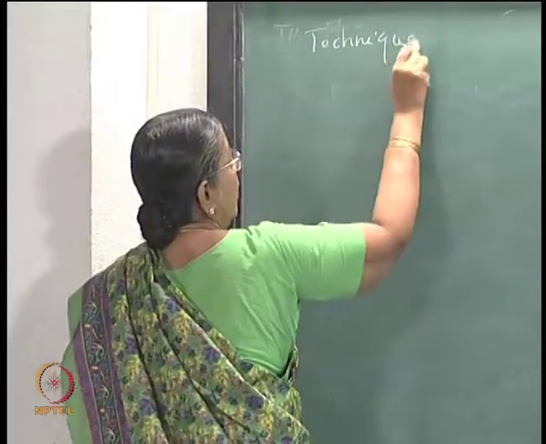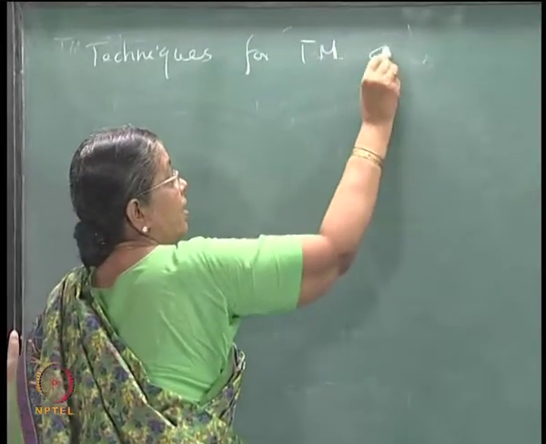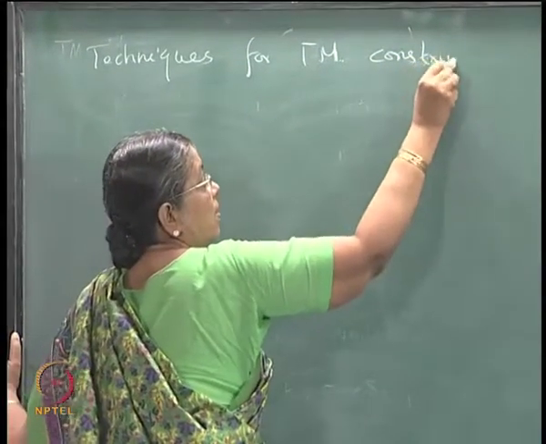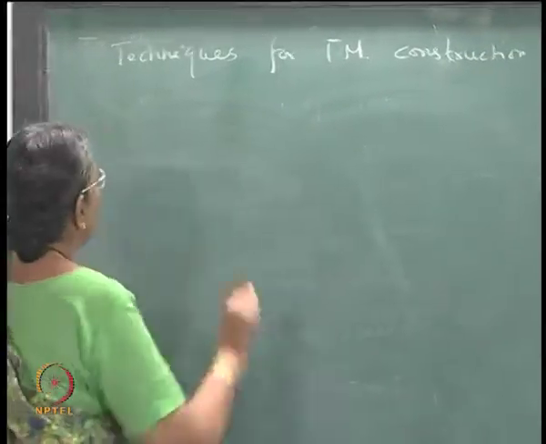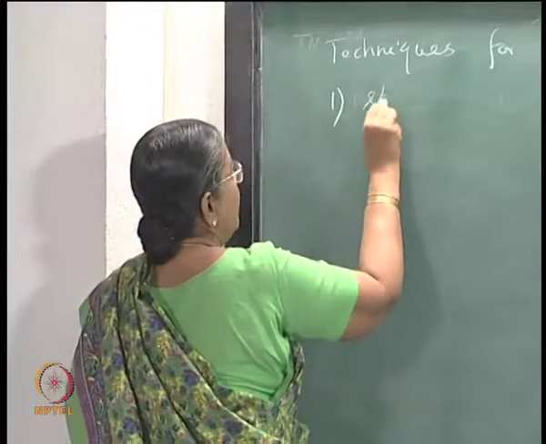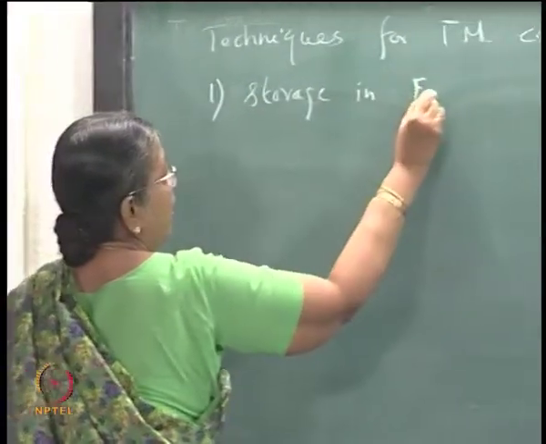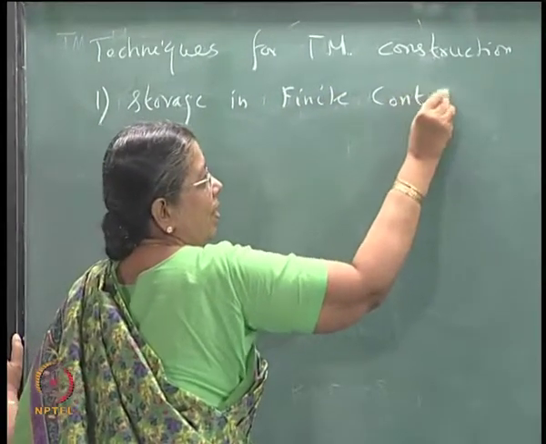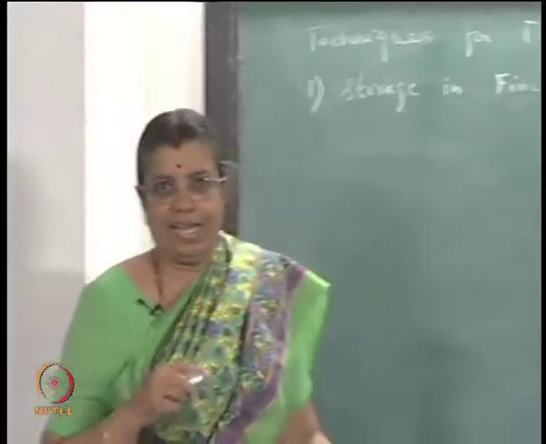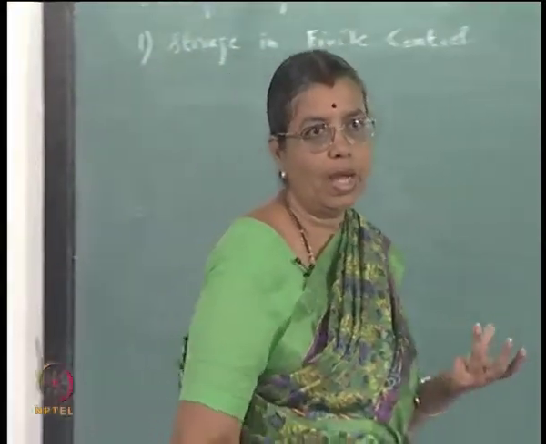Techniques for Turing machine construction. One is storage in finite control. What is finite control? It is the state really. So, some amount of information you can store in the state.